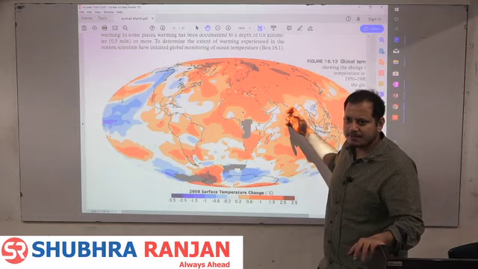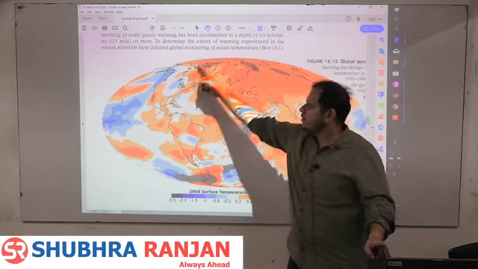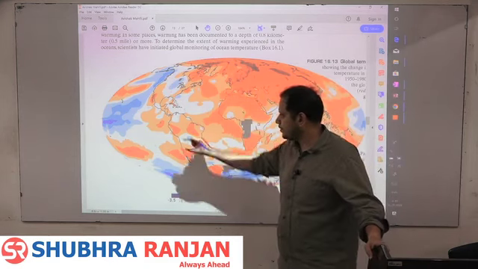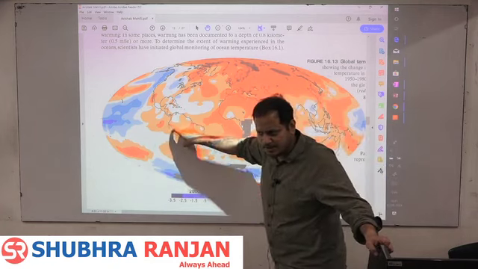Can you make this diagram? ये diagram ऐसे नहीं बनेगा. World map शेड करो और शेड करो the regions of greatest temperature increase.